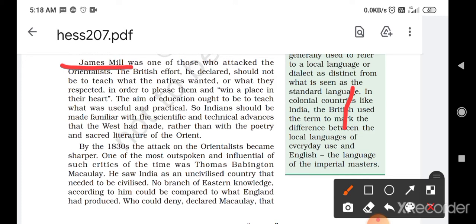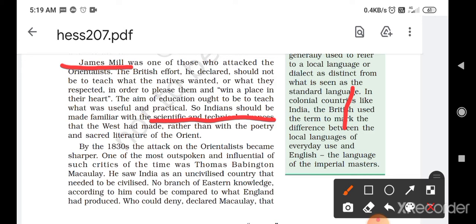Why? Because his saying was that the aim of education ought to be to teach what was useful and practical. If they spread Sanskrit or Eastern literature throughout India, that would be useless and not practical at all. So Indians should be made familiar with the scientific and technical advances that the West had made. Western countries were developing day by day, and he wanted Indians to learn about those technologies and scientific facts, rather than the poetry and sacred literature of the Orient.